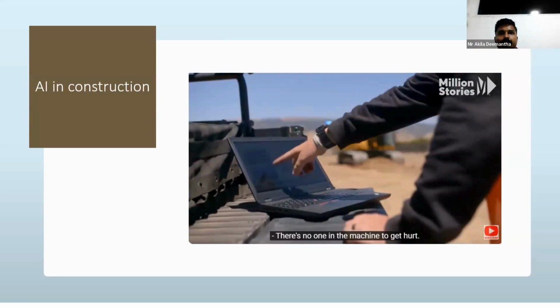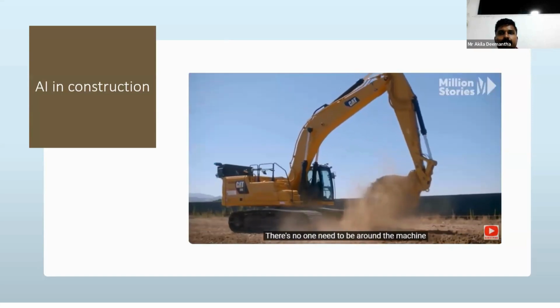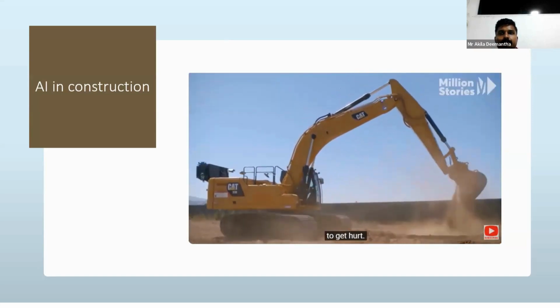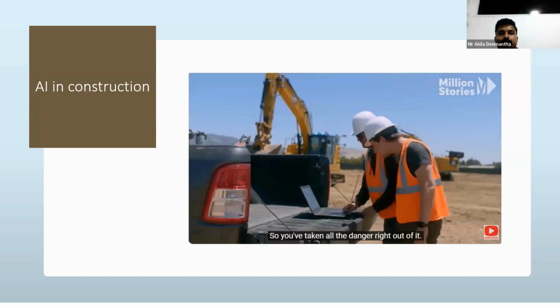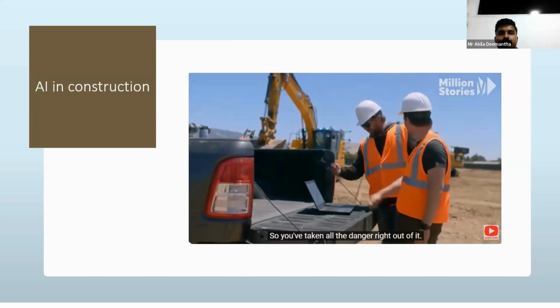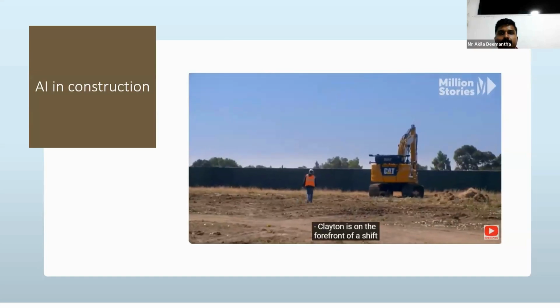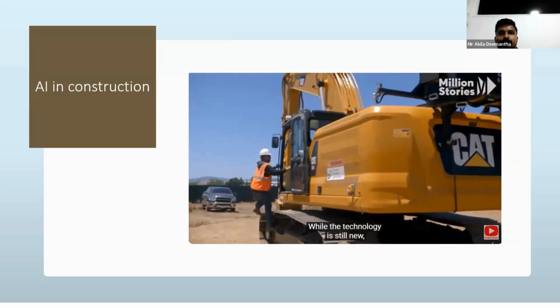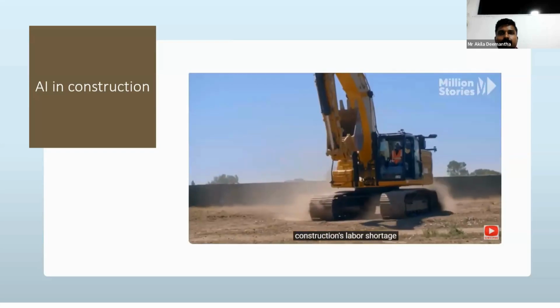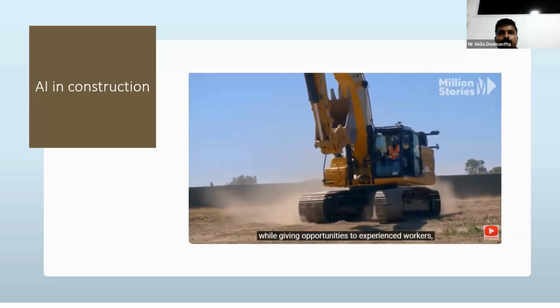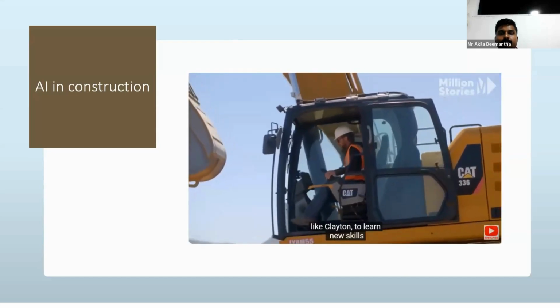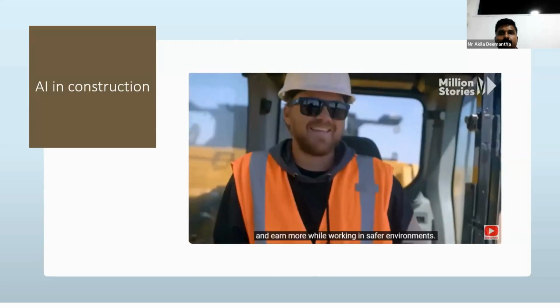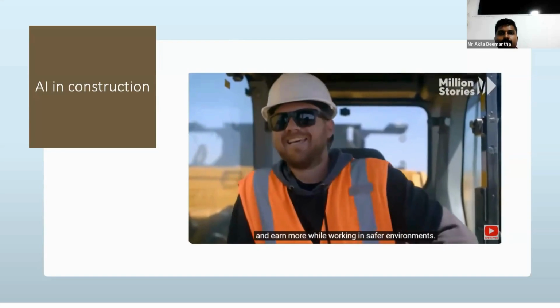There's no one in the machine to get hurt. There's no one need to be around the machine to get hurt. So you've taken all the danger right out of it. Clayton is on the forefront of a shift in what construction jobs look like. While the technology is still new, robots could help address construction's labor shortage while giving opportunities to experienced workers like Clayton to learn new skills and earn more while working in safer environments.